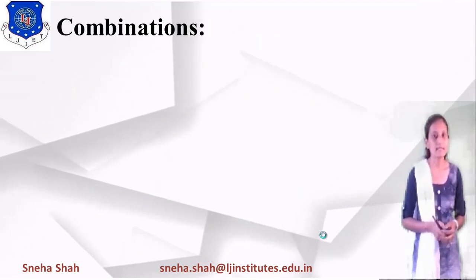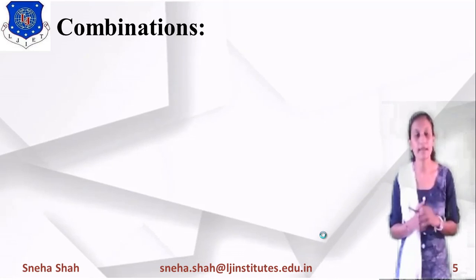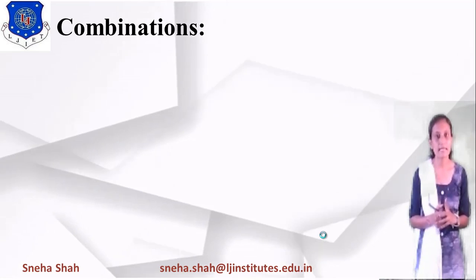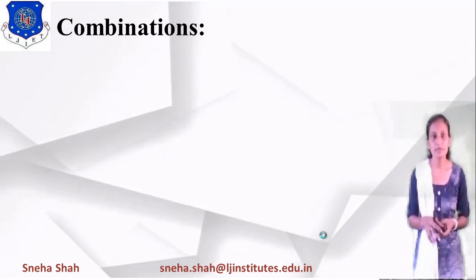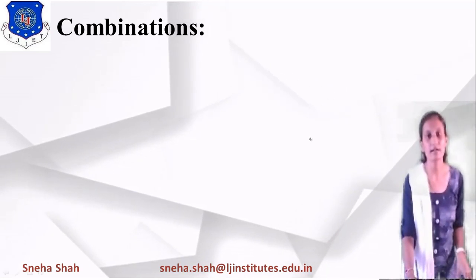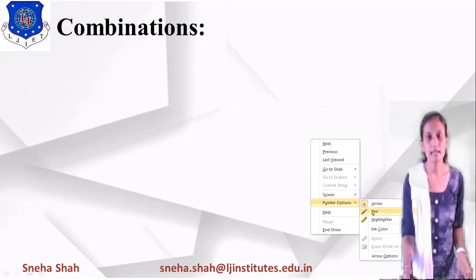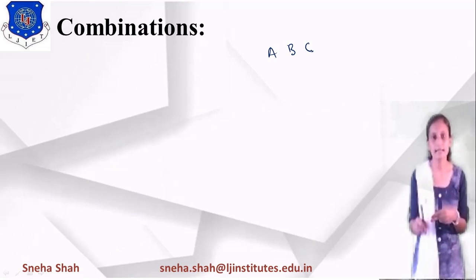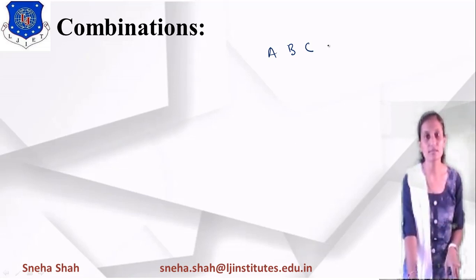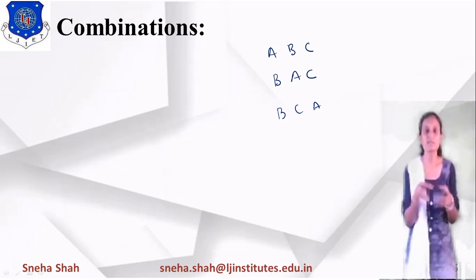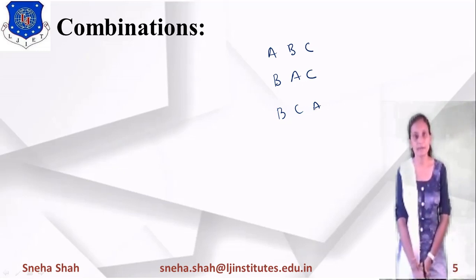Now the next topic is combinations. What is a combination and what is the basic difference between permutation and combination? First of all, in permutation we consider the arrangement. Suppose I take the letters A, B and C and want to rearrange them. This one is the first term, then we can rearrange like this also, and like this also. So each particular rearrangement is considered a permutation.